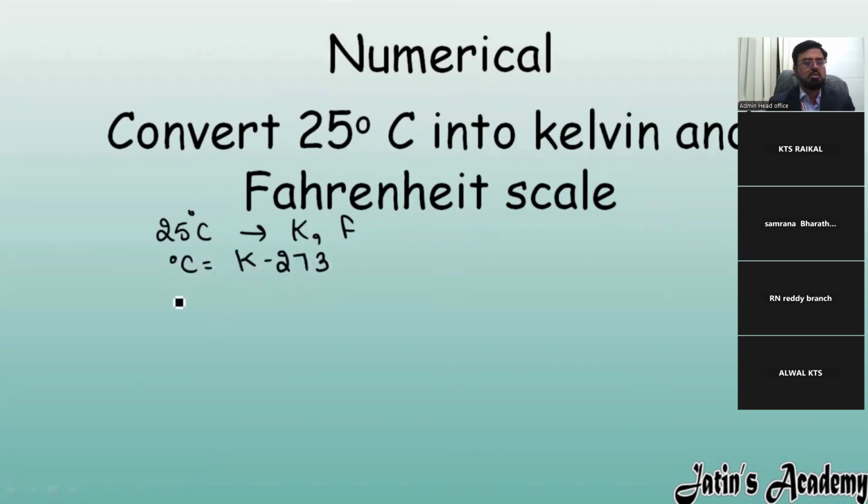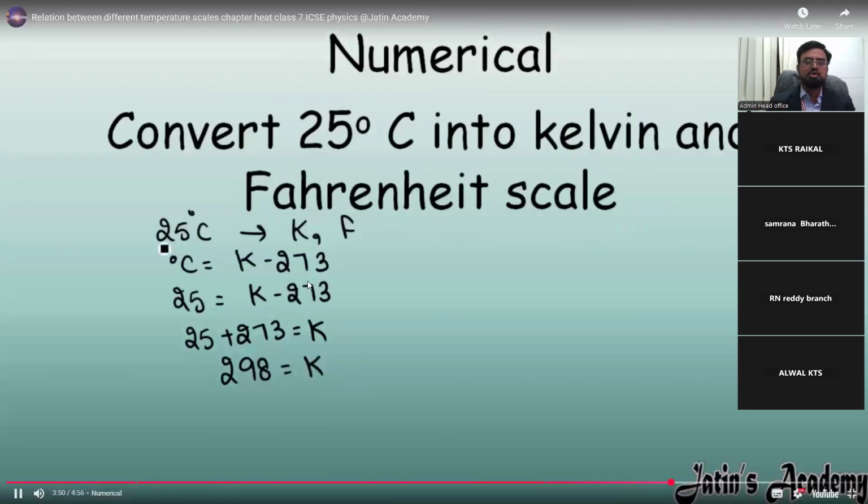So degree Celsius value is 25. 25 is equal to K minus 273. This 273 is in minus, so it will go in plus. 25 plus 273 is equal to K. After addition of 273 plus 25, you will get the answer 298. So the Kelvin answer is 298. Instead of 25 degrees Celsius, you can write 298 Kelvin also.